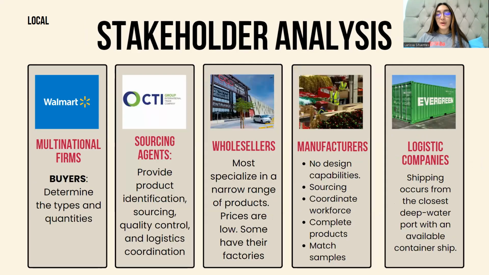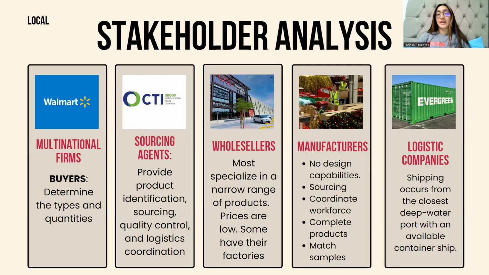Okay, so why does this activity work like this? Because we have 5 main stakeholders involved, which are multinational firms, sourcing agents, wholesalers, manufacturers, and logistic companies. In this case, Walmart would be the multinational firm, which is the buyer, the client, and determines the types and quantities of ornaments needed.